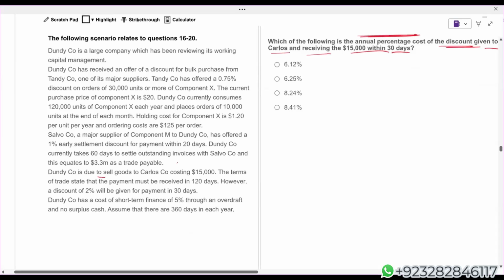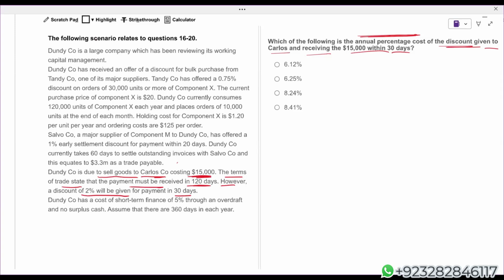The company is due to sell goods to Carlos, costing $15,000. The terms of the trade state that payment must be received in 120 days. However, a discount of 2% will be given for payment in 30 days. That's something very important. We are selling goods to our customer. Normally, the customer makes payment in 120 days, but we are ready to give a discount of 2%, provided that instead of 120 days, they pay us in 30 days. And we are here to calculate the annual percentage cost.